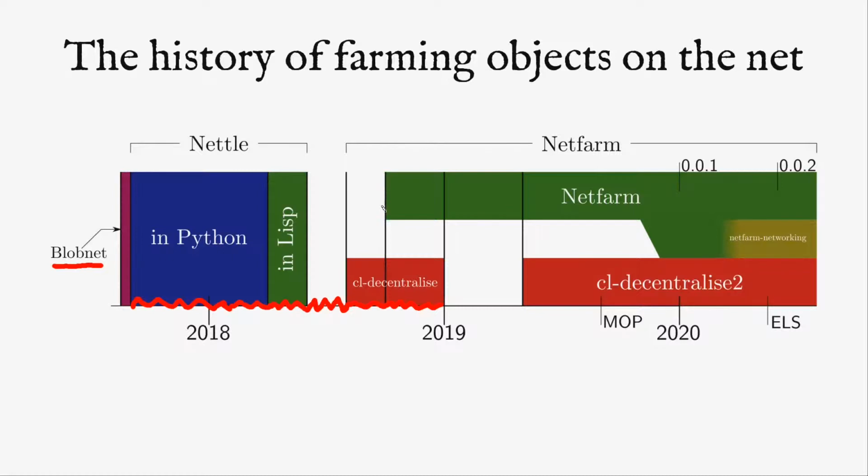After that, I started working on Netfarm, the object system, and about halfway through its lifetime, near the end of 2019, we integrated it properly with the Meta Object Protocol. Around that time, I also picked up a new networking library based on shortcomings of Decentralize 1, called CL Decentralize 2. Since then, we've written some networking code to glue the two together and create a proper Netfarm node system.